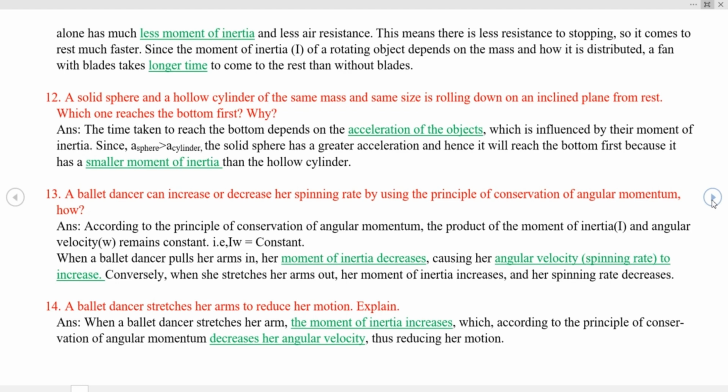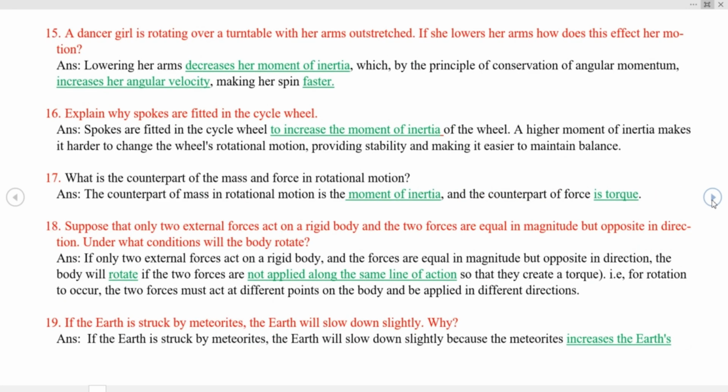Another question we have is, a ballet dancer stretches her arms to reduce her motion. Explain. So when the ballet dancer stretches her arm, the moment of inertia increases, which according to the principle of conservation of angular momentum decreases her angular velocity, thus reducing her motion. Next question we have is, a dancer girl is rotating over a turntable with her arms outstretched. If she lowers her arms, how does this affect her motion? Lowering her arms decreases her moment of inertia, which by the principle of conservation of angular momentum increases her angular velocity, making her spin faster.